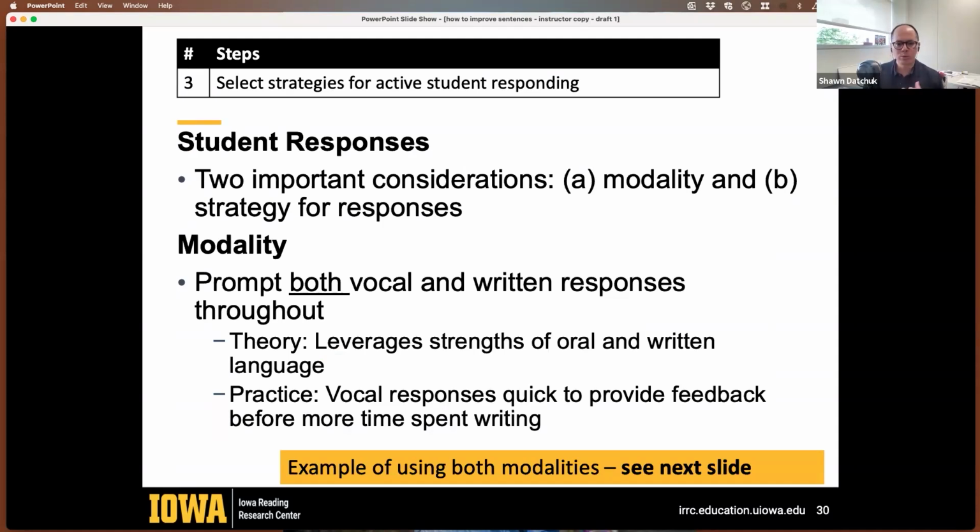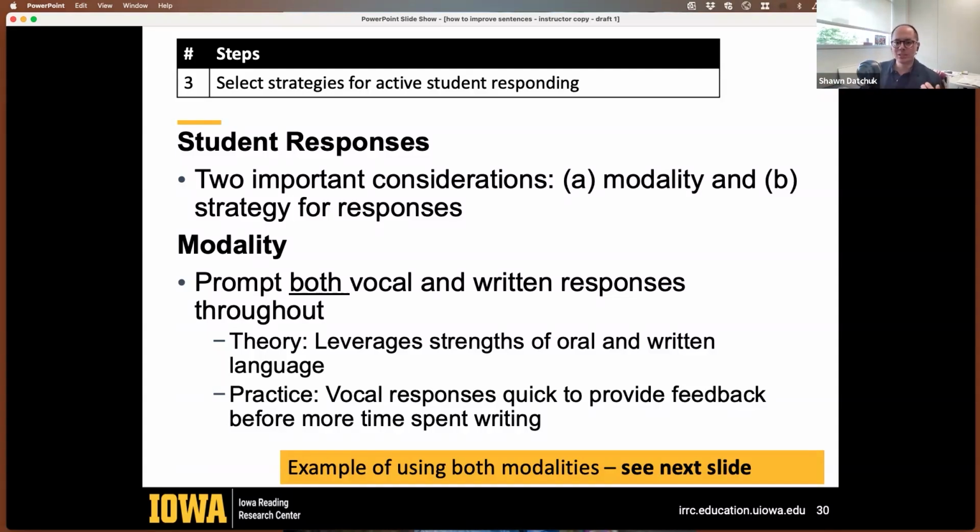Modality will refer to a prompt. We provide a prompt, and we want students to respond in both vocal and written language. So throughout the lesson, students are saying their answers or saying their sentences and then also writing them. In theory, this leverages both oral and written language together. So it not only provides students practice with writing, it also provides them with the opportunity to latch on to these incredibly complicated and nuanced rules surrounding the English language.